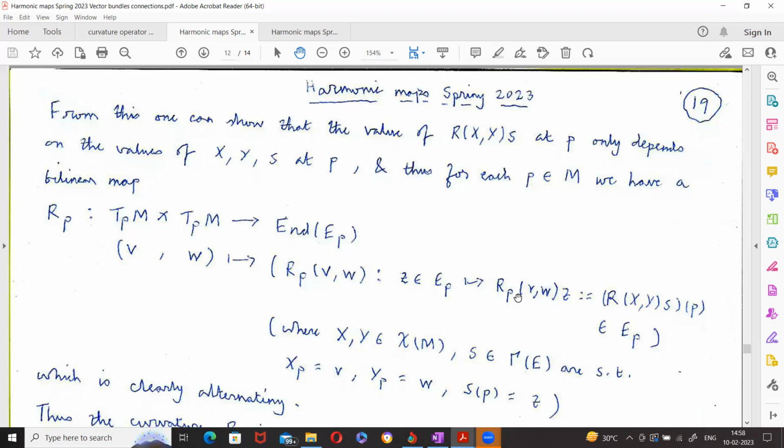How is this defined? RP of VWZ is defined to be R of XYS evaluated at P, where XY are vector fields on M and S is a global section of E, just satisfying that X at P is equal to V, Y at P is equal to W, and the section S at P is equal to Z. Okay. So this is well defined because the value of RXYS only depends on the values of X, Y, and S at P. Okay. Therefore, this is well defined. Is that clear?